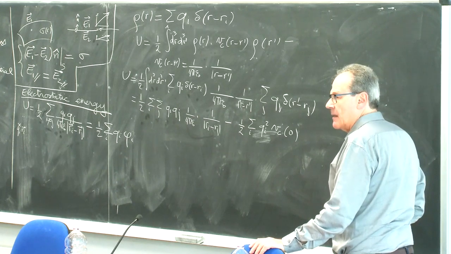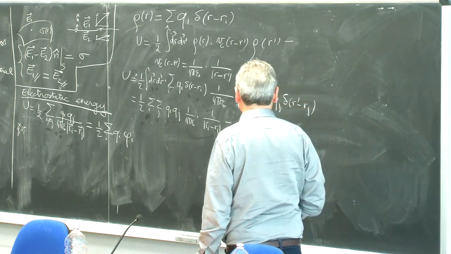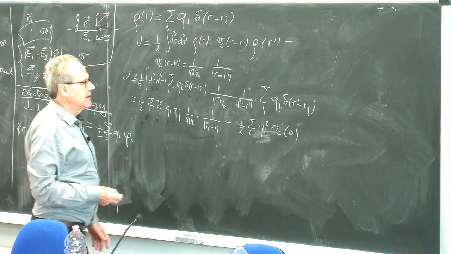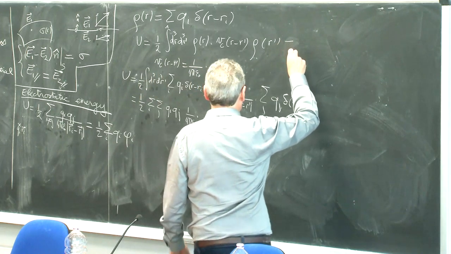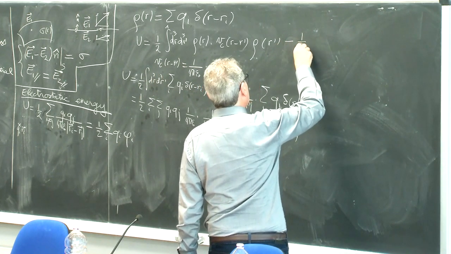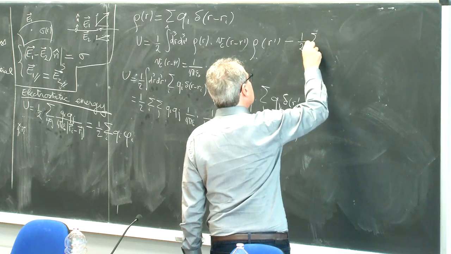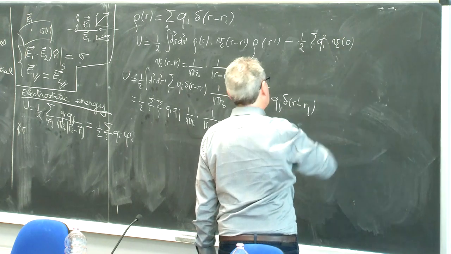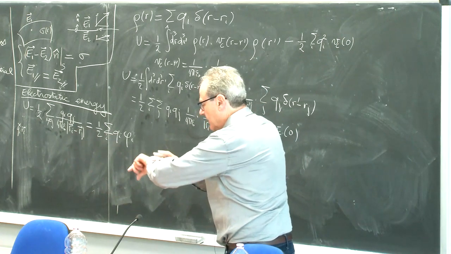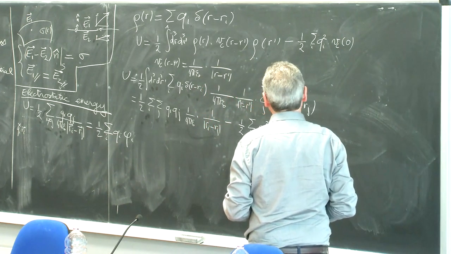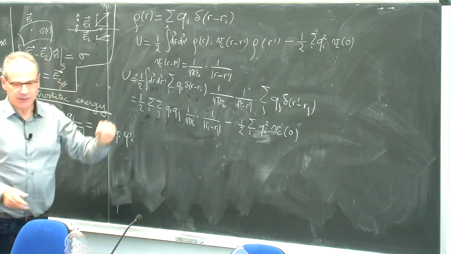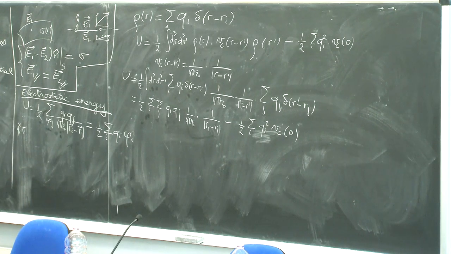So this expression is correct, provided I subtract minus 1/2 sum over i of qi square times Vc of 0. This is an expression that we will use very often.